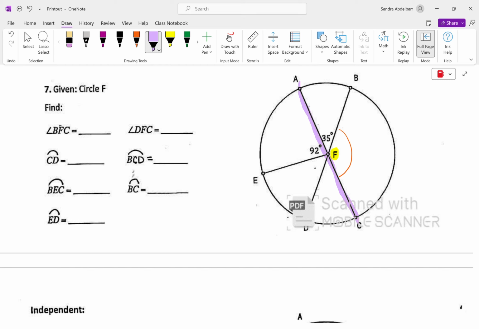Do we agree that this straight angle is split between 35 and this angle right next to it? So in order to find angle BFC, can I just do 180 minus 35? That's what we're going to do. So we're going to do 180 minus 35, and that will give us 145 degrees.